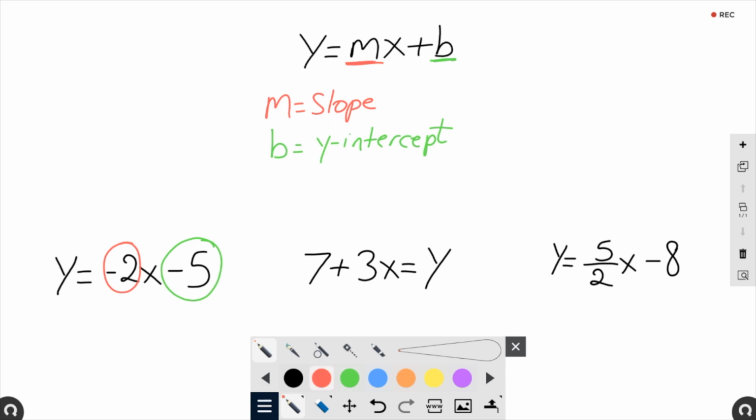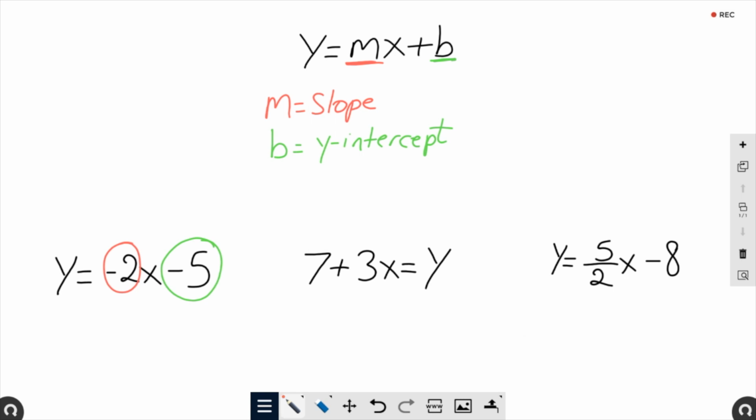In the second example, my slope is 3 because that's the number that's multiplying my variable, my independent variable, and my y-intercept is the 7. That's the number that is not multiplying your variable, but instead it's adding or subtracting.